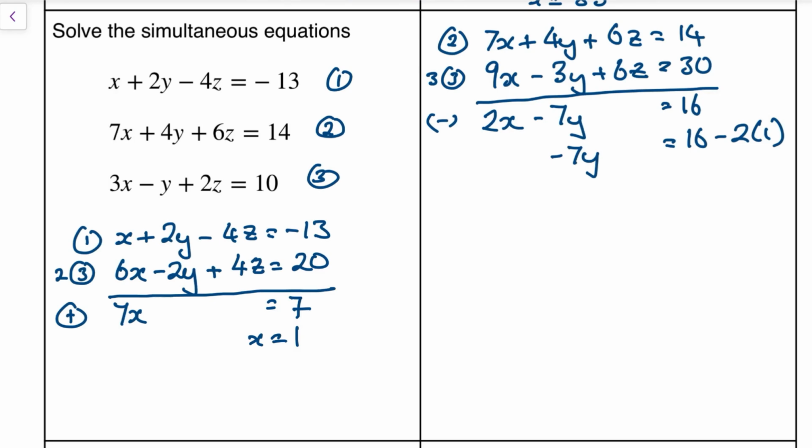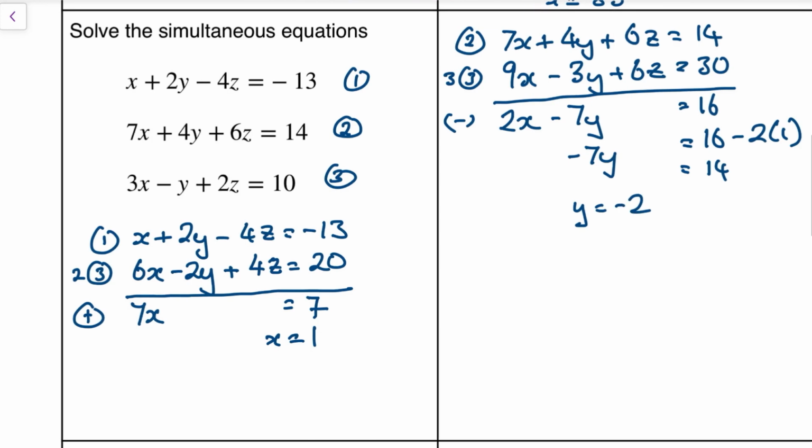So x is 1, so 2 times 1 is 2 is what I meant to say, which is equal to, well, 16 minus 2 is 14. So therefore minus 7y equals 14, which means that y is equal to minus 2. Thankfully the numbers aren't too bad, are they?